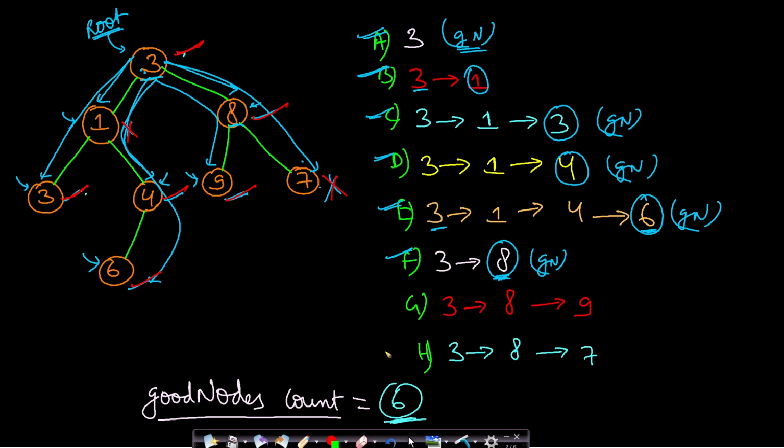Now once you understand the problem statement, you must have understood that if we are at a given node, let's say we are at node 6, we just want to see the path from root to that current node and get the maximum out of this path and compare it with the current node. If the maximum in this path from root to the current node is greater than this 6, then this 6 will not be a good node. Otherwise, it will be a good node, right? So this is the entire logic of this problem.